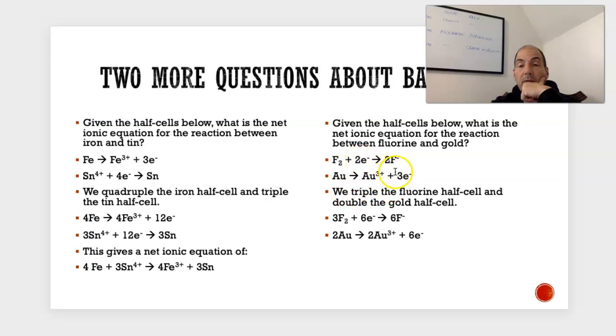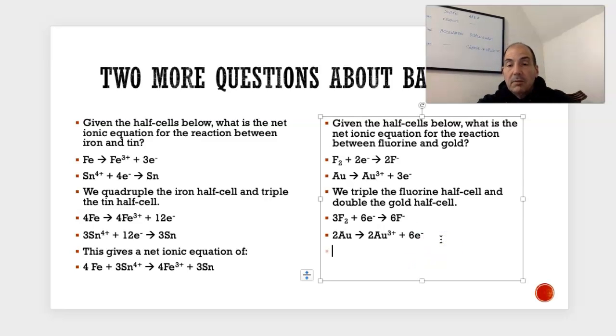Well, we have 2 electrons and 3, so the least common multiple is 6. So I'm going to multiply the fluorine half cell by 3 and the gold half cell by 2, so that gives me 6 electrons in each. And now when I add that up, which, why didn't I add that up? I don't know. Alright, anyway, we would end up with 3 F.